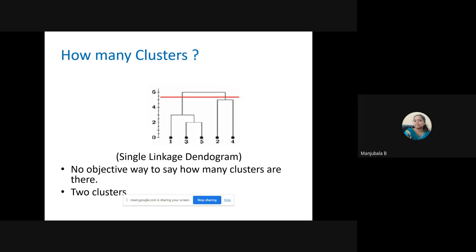So from this dendrogram, you have to decide how many clusters there are, right? There is no objective way to say how many clusters there are. So what you have to do is partition this dendrogram. You have to draw a line here. If you draw a line here, for this diagram, this is one cluster and this is one cluster. So there are two clusters here, 1, 3, 5 and 2, 4. Two clusters we are getting, where data points 1, 3, 5 belong to cluster 1, and data points 2, 4 belong to cluster 2, right?